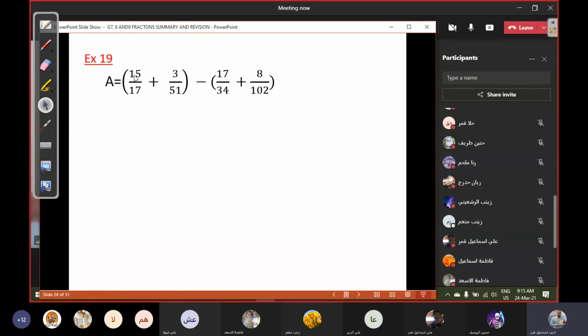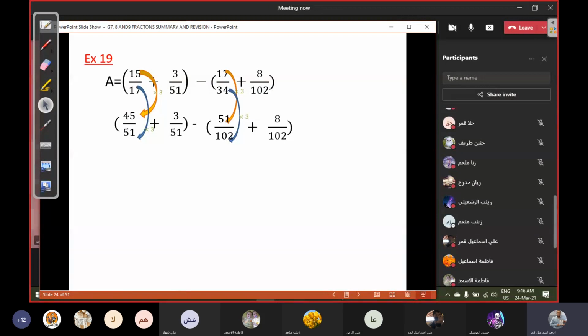So we multiply this fraction 15 over 17 by 3, top and bottom, and the fraction becomes 45 over 51 plus 3 over 51. The minus we leave the same, and the second one, 17 over 34, we multiply the numerator and the denominator by 3 and we get 51 over 102.